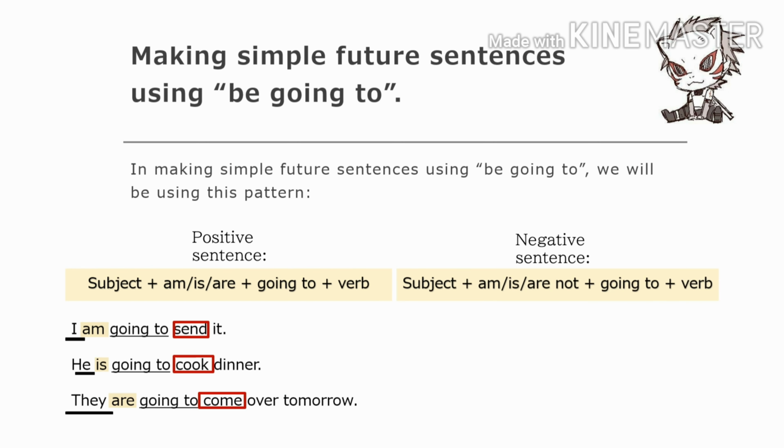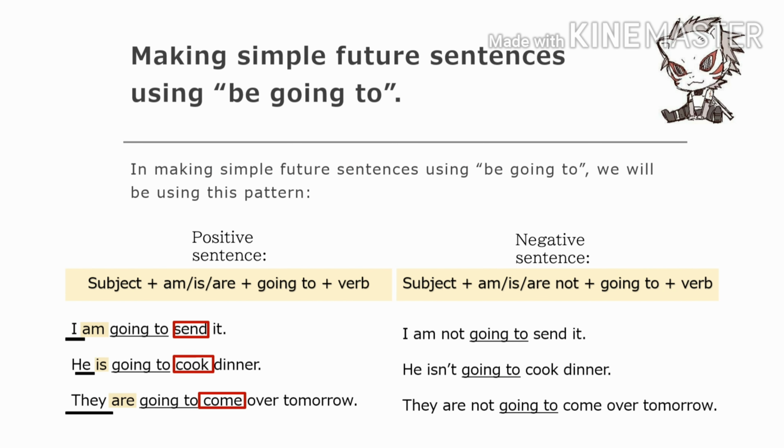For the negative sentences, we'll be using subject plus am not, is not, or are not, plus going to plus verb. I am not going to send it. He isn't going to cook dinner. They are not going to come over tomorrow. I, he, and they are subjects, while three of them would either use am not, isn't, or are not going to. Lastly, send, cook, and come are the verbs.